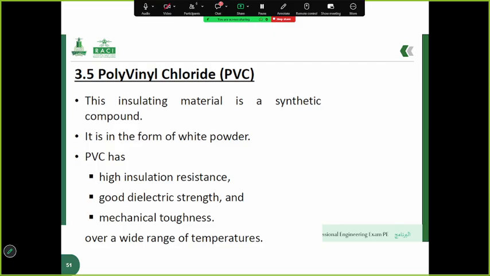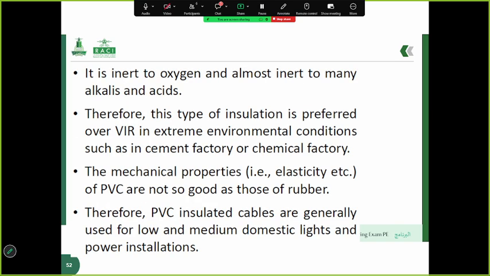Okay, based on this slide, we will discuss PVC, a common synthetic insulating material. PVC is a synthetic compound that is supplied in the form of white powder. It is widely used for cable insulation because it possesses excellent electrical and physical properties over a wide range of temperatures.